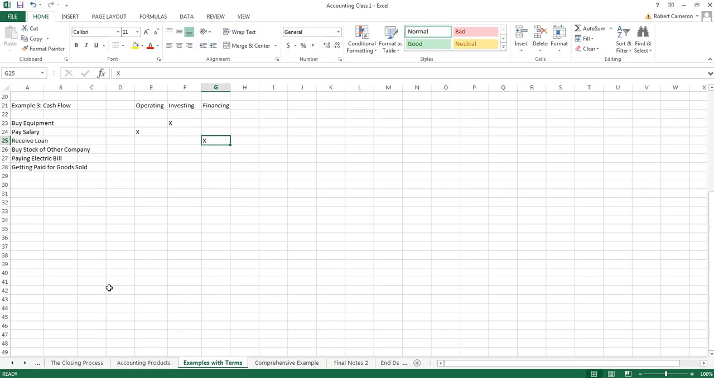Bam. You buy stock of another company. Investing, that makes sense, investing in another company. Receiving a loan, that's financing. You pay an electric bill with cash. What's that? Operating. And getting paid for goods sold, again operating. That's revenue almost, in cash, of course. All these transactions are in cash. So, bam.